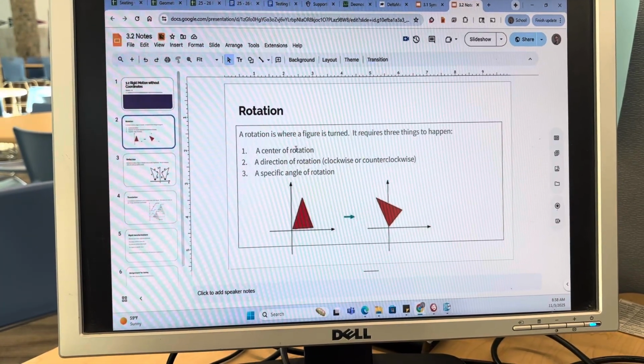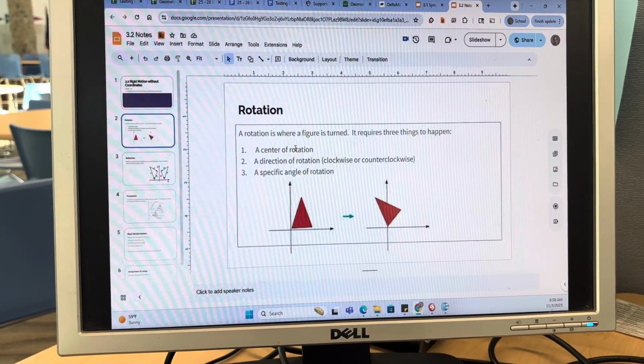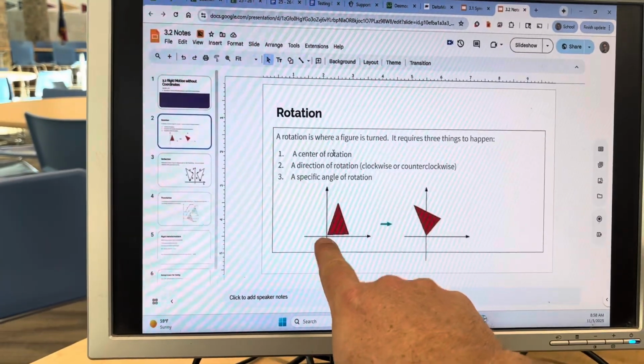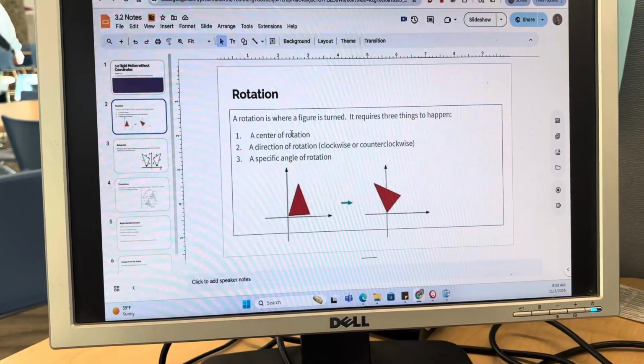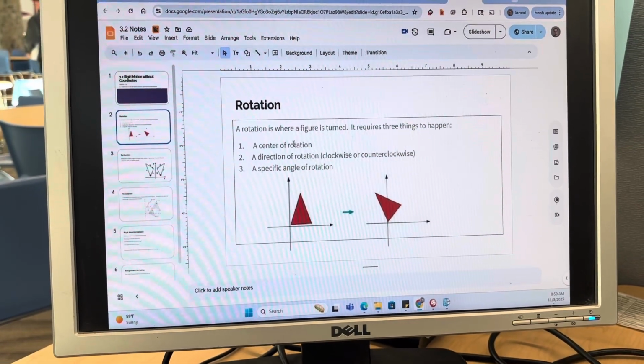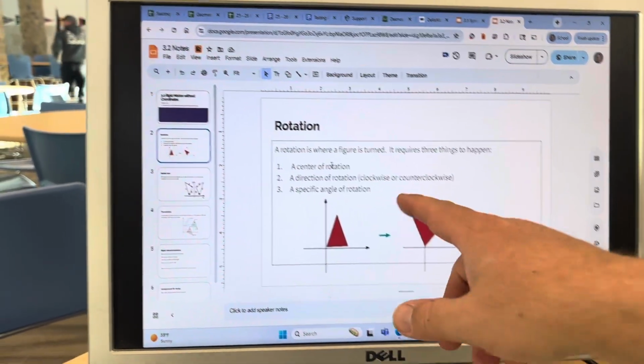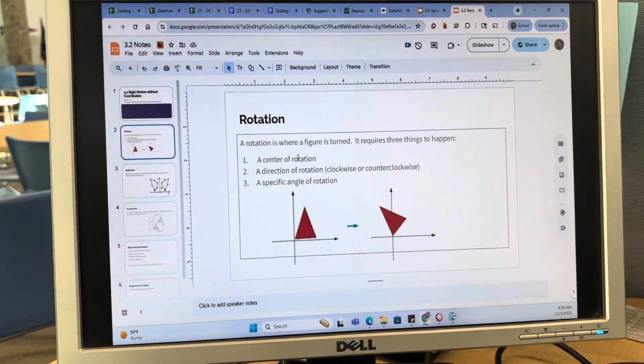It requires three things. You have to have a center of rotation. When we start doing this on the coordinate plane, it's usually around the origin, 0, 0. But for now, we're just looking at rotating. We have to have a direction of rotation. We're either going to go clockwise or counterclockwise.